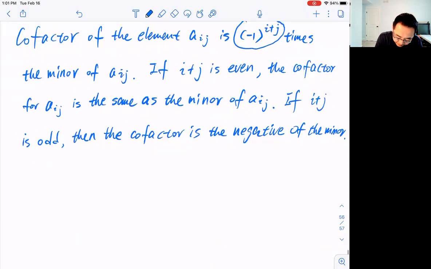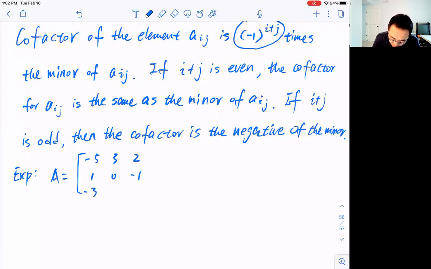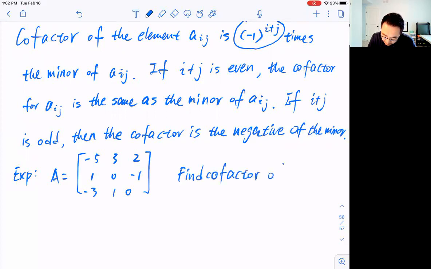So again, let's look at the example. We're using the same matrix we just used, where it's -5, 3, and 2, then 1, 0, -1, -3, 1, and 0, just like the last example. Now, if I want you to find the cofactor of A2,3, pause the video and see if you can figure it out.